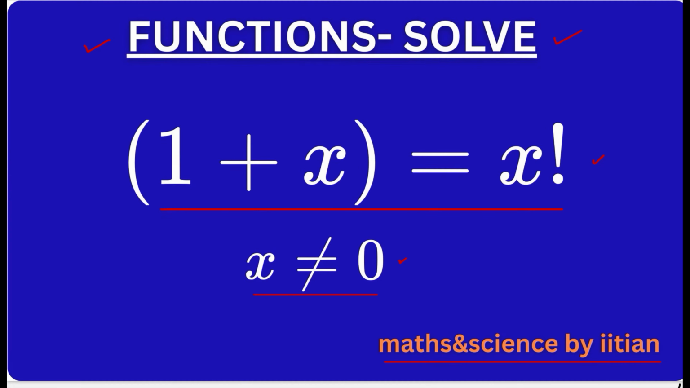x is not equal to 0. Then what will be the value of x if 1 plus x is equal to factorial x? It's a very good example about application of the gamma function. Gamma of half, which we have discussed earlier, is equal to square root of pi. We will also be using gamma n plus 1 is equal to factorial n. These two properties we will be using in finding the value of x when 1 plus x is equal to factorial x.